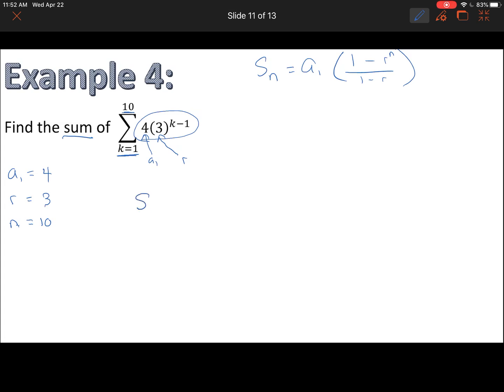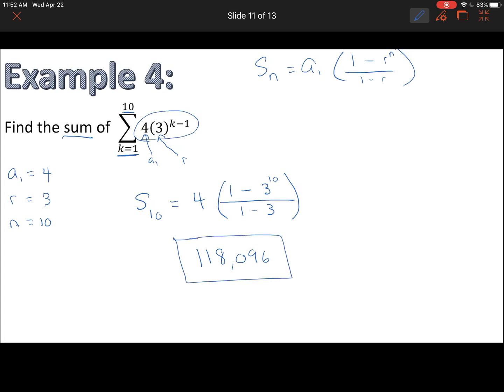So I'm going to say the sum of these 10 terms is equal to my first term times 1 minus my r value of 3 raised to the n value of 10, all over 1 minus 3. Now just be careful with the way you enter it in your calculator, but I do want you to try it. Don't just wait for me to put the answer up here. Make sure you get this same answer. When I enter that, I got 118,096. So that is the sum.